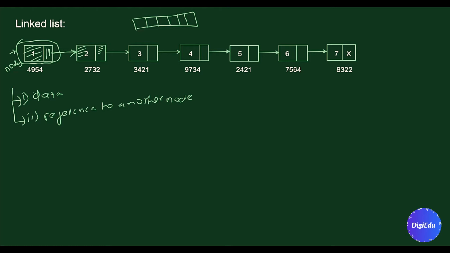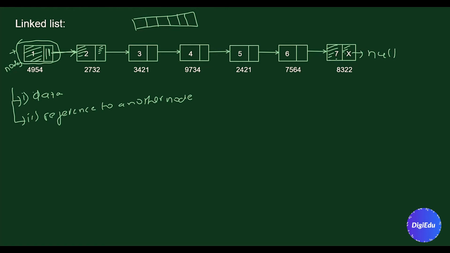And the last node has two components. The first component is going to store data, and the second component will be null because it won't be pointing to any other node. So the last one will be null because it's not pointing to any other node.